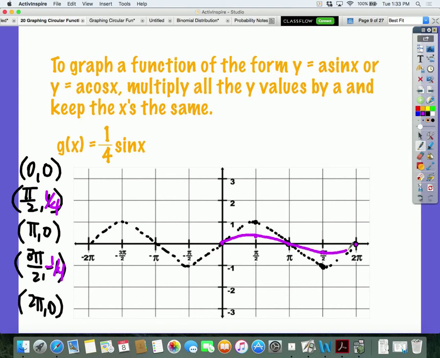And make sure you guys are drawing smooth curves. Doesn't it look like I took the top and the bottom and just squished it? Doesn't it look like it flattened out? Yeah. Okay? This point, where's it going to be at?